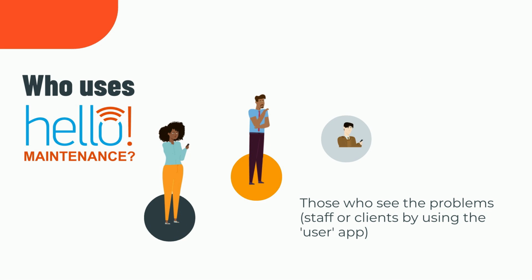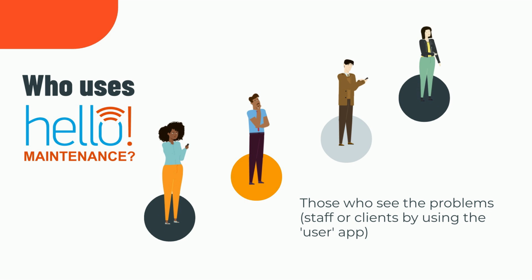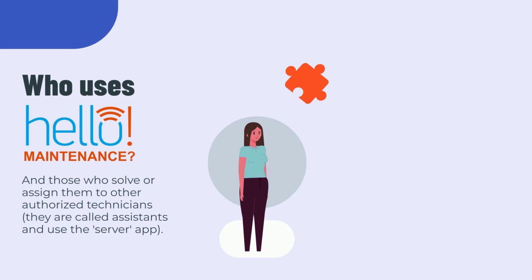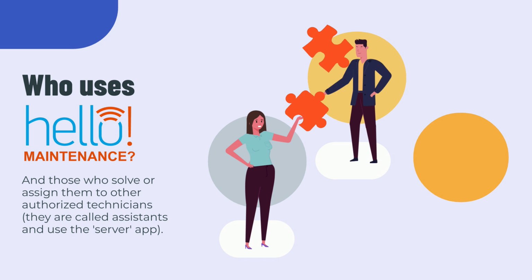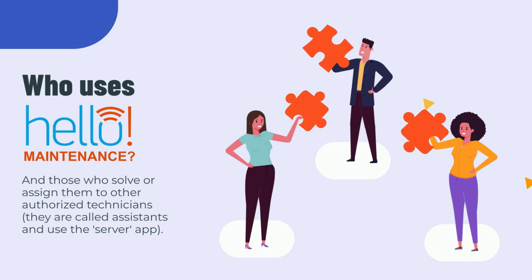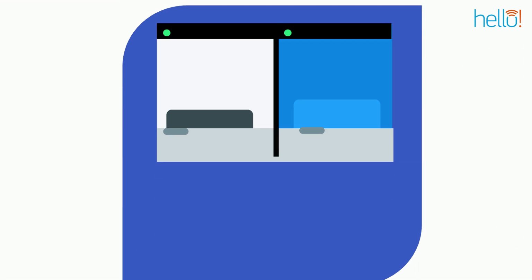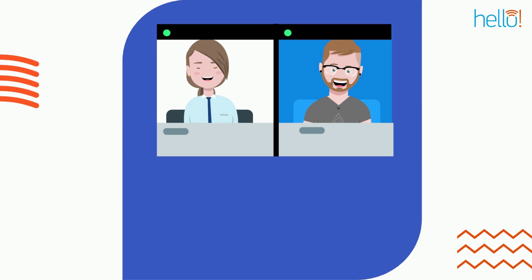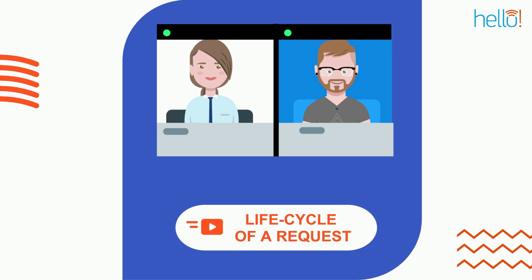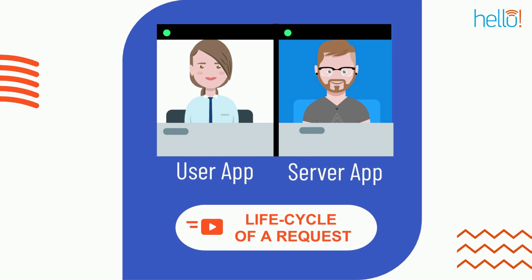Those who see the problems, staff or clients, use the user app, and those who solve or assign them to other authorized technicians are called assistants and use the server app. To illustrate how it goes, let's see a life cycle of a request on the two apps, the user app on the left and the server app on the right.